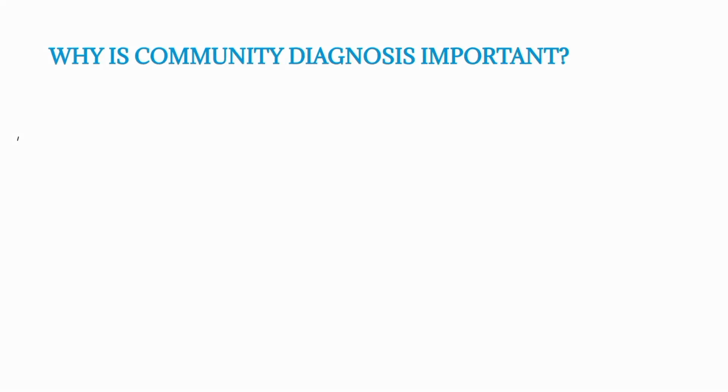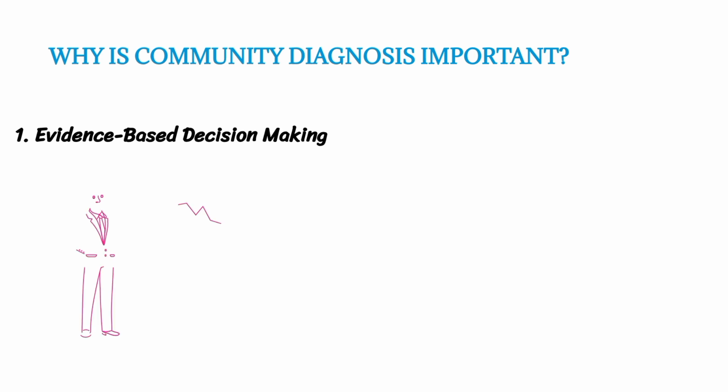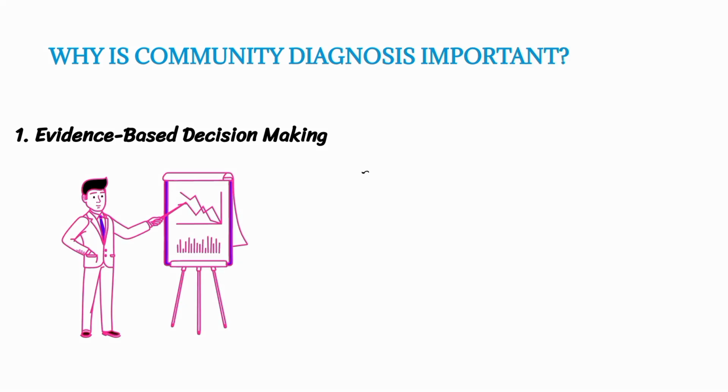Community diagnosis is so important for several reasons. One, it provides evidence-based decision making. Community diagnosis ensures that health interventions are based on real data. For example, if malaria cases are high in a rural area, community diagnosis helps identify whether the cause is stagnant water, lack of mosquito nets, or poor drainage systems.